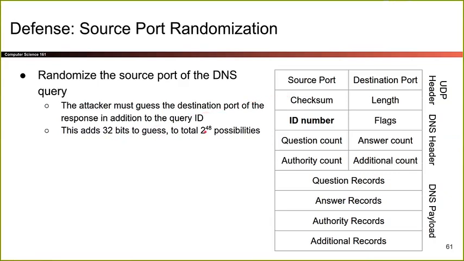I don't know why this is 48. I think it should say 32. Wait, no, let me think. I think it should say 32, because is the source port 32 bits? I don't know. I have to go back and look. But basically, you add more randomness.